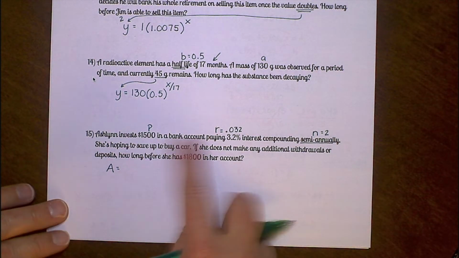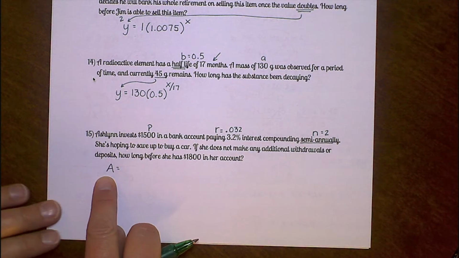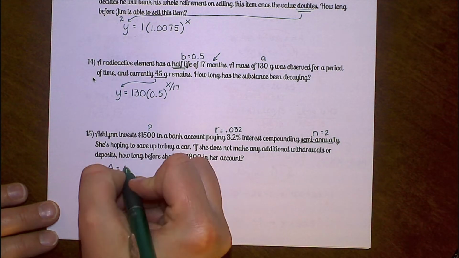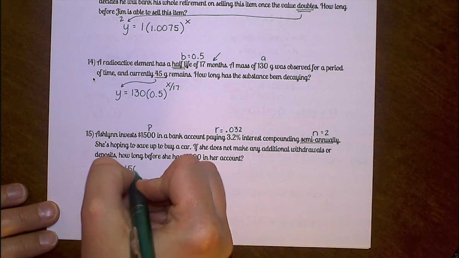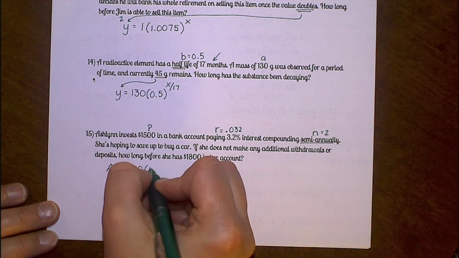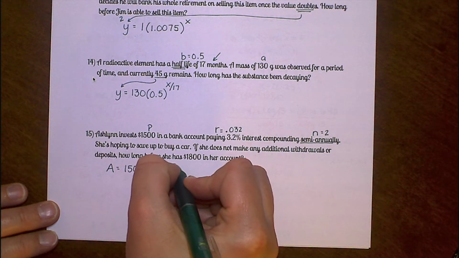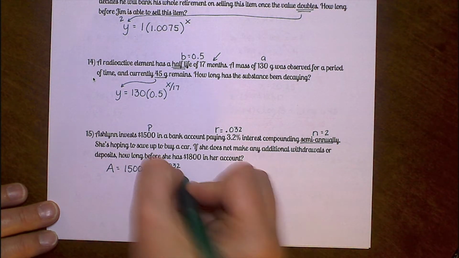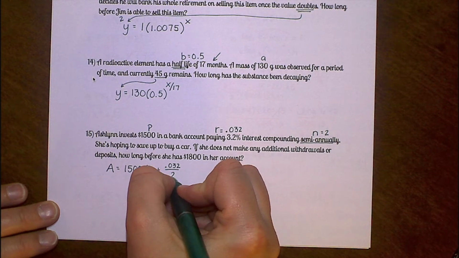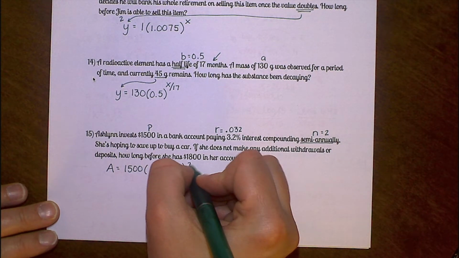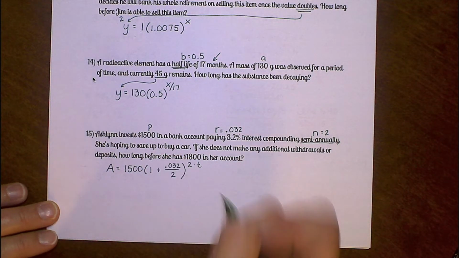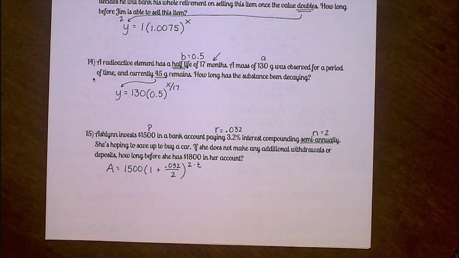So if I use those values to plug into the compound interest formula, it's P, so 1,500, times 1 plus my R, 0.032, divided by n, which is 2, and then all to the power of 2 times my time, okay? That's what my compound interest formula would look like.